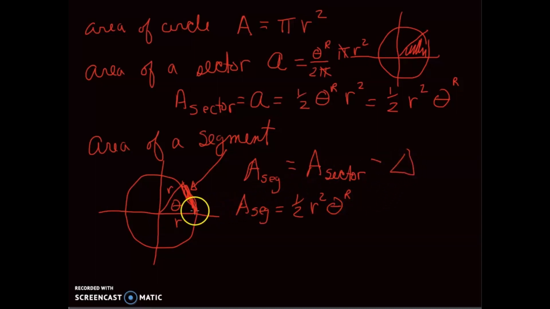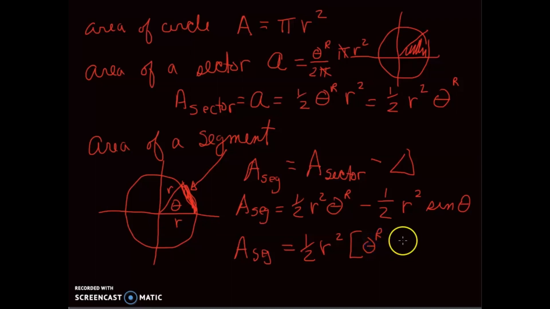How do we find the area of this triangle? I'm going to give it to you now and then show you where it comes from, because I'll probably need most of a screen to do it. But it is 1/2 r squared and the sine of theta. If we then factor out the 1/2 r squared, we have left that theta in radians, just a number, minus the sine of that angle.